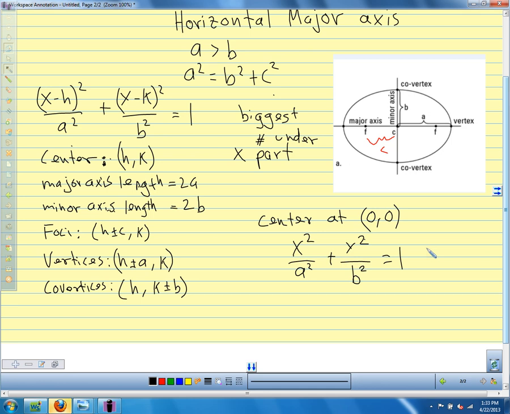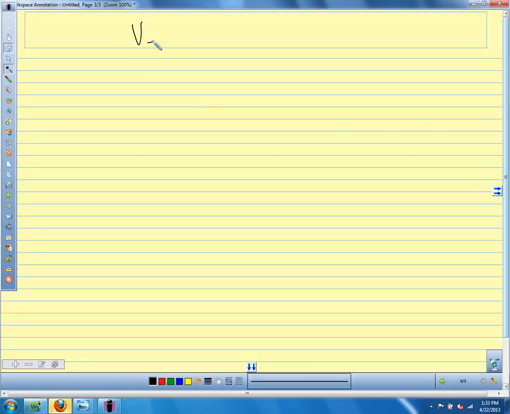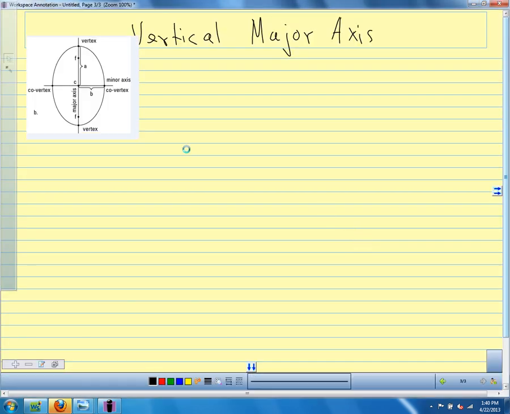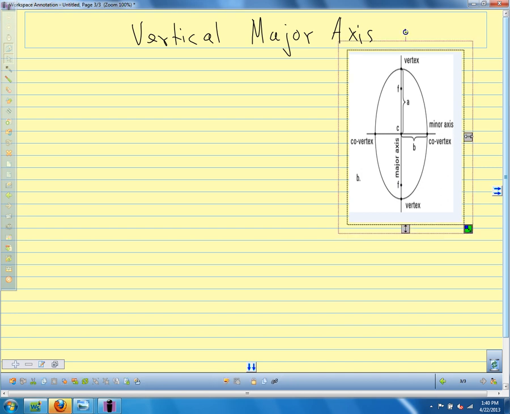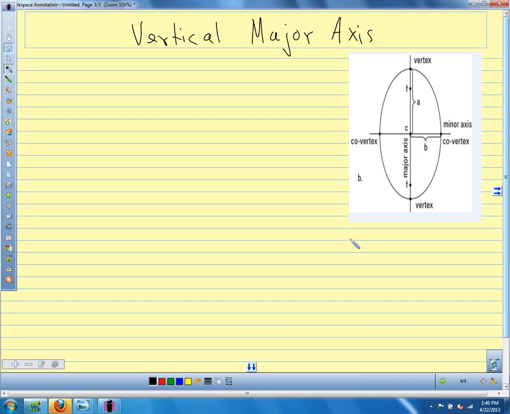All right, let's talk about our ellipses with a vertical major axis. Let me grab my picture of my vertical major axis. So it's the same picture, it's just turned sideways basically. a is still the distance from the center to the vertex. b is the distance from the center to the co-vertex. And we'll draw in c here. c is the distance from the center to the focus.